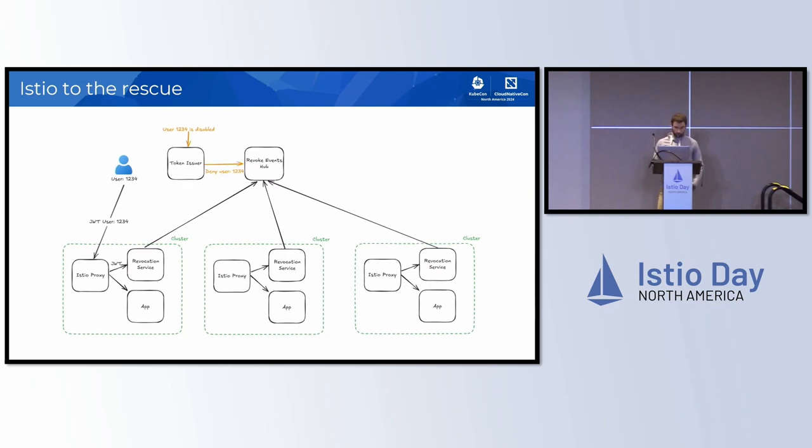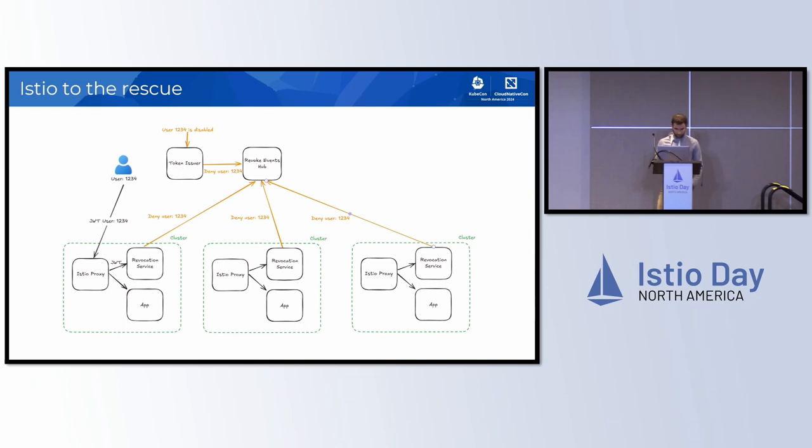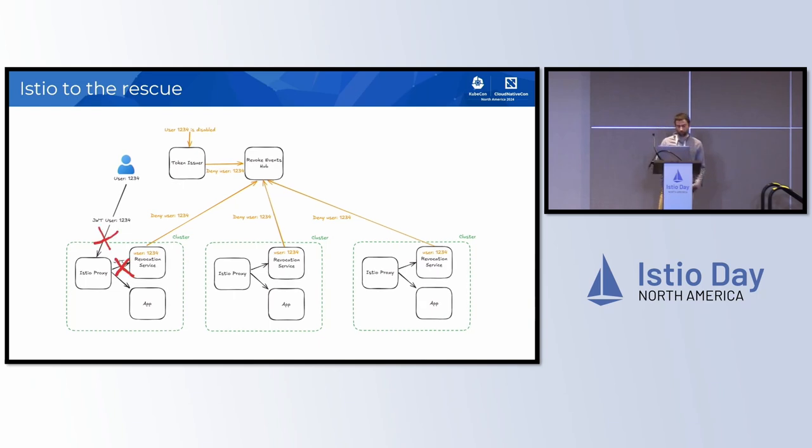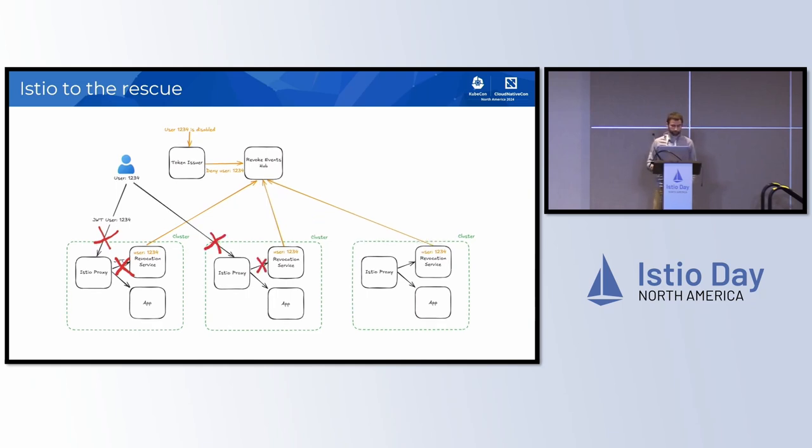That user ID is then sent off into the events hub, which is then broadcast to all of the revocation services local to each cluster. That's in memory as part of a list, basically a deny list that's in every cluster now that says user 1234 is not allowed. So when that token comes to hit that external authorization check, it is going to deny it based on that, not because of the fact that it's still technically a valid token.